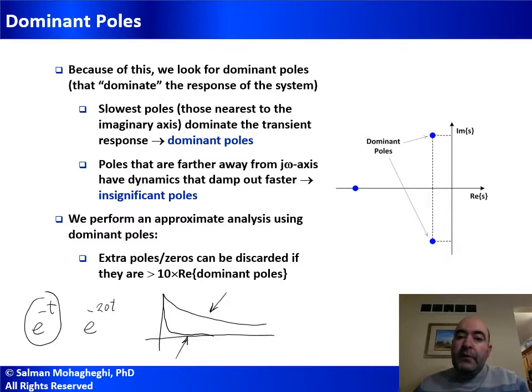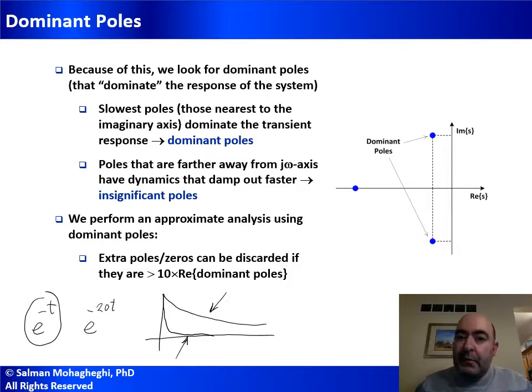Now, if you have poles that are close to the j omega axis, the real part of this pole is going to be small. Remember that e to the power of -at, when a is small, means that the decaying part is going to be very gradual and very slow.